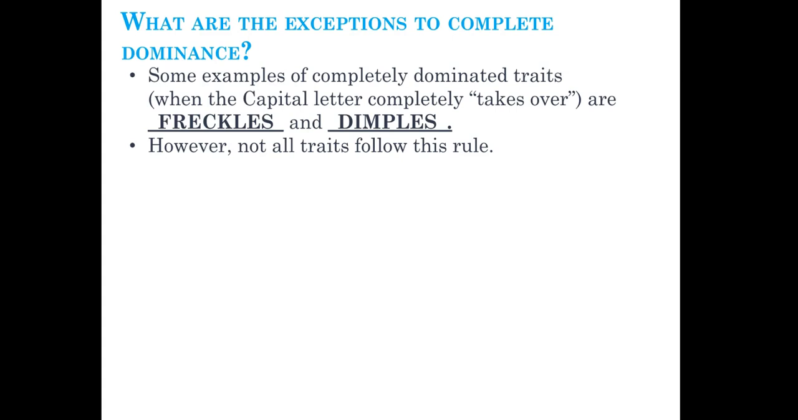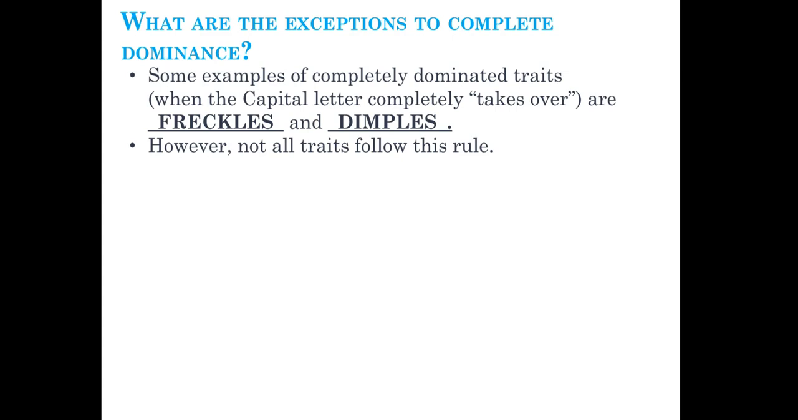Now another exception to the rule. The exceptions to complete dominance. Some completely dominated traits, which is when the capital letter completely takes over, are things like freckles and dimples. You either have freckles or you don't. You either have dimples or you don't. So you either have the dominant trait to have them or you have the recessive trait to not. It's pretty easy to follow.